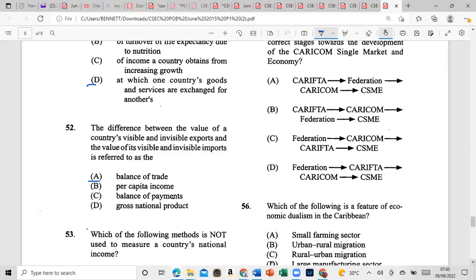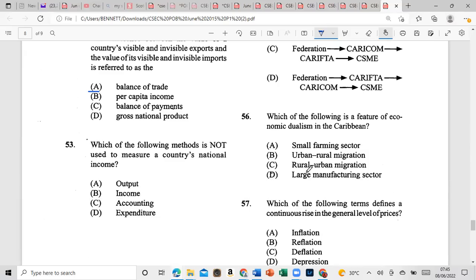All right, let's move on to 53. You guys will answer this one too. Which of the following methods is not used to measure a country's national income? Is it output, income, accounting, or expenditure? And that would be C, accounting. So we're almost at the end. Let's move on to 54.